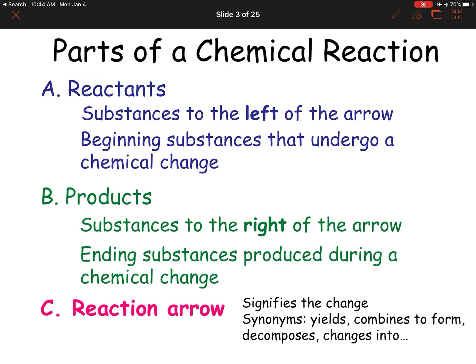If you were ever to see it written out in words, you would see synonyms like yields, combines to form, decomposes, changes into, and so on. What you would not see is equal. These are not equations. Every once in a while, you'll see these called chemical equations, and that's a misnomer because they are not equal. After the change, we form something completely different. So it's a chemical change, chemical reactions. So you do not say equal, do not say equation.